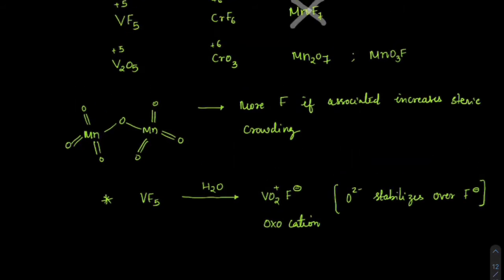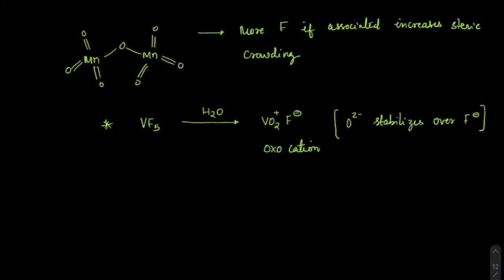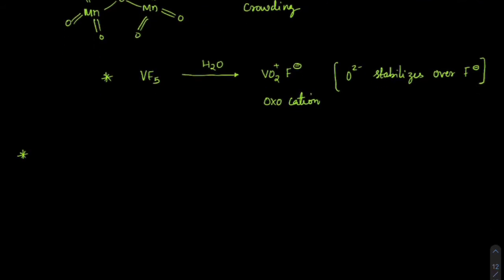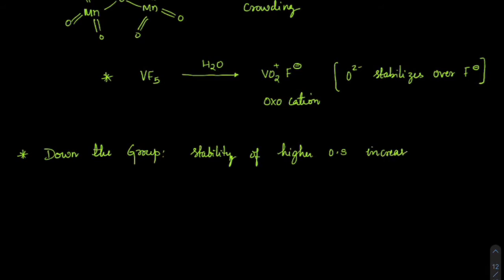Now what we discussed is only from left to right, that is for the 3d series. Now what happens if you go down the group? For higher oxidation states, you will see that if you go down the group, the stability of higher oxidation state increases. Now what are the reasons for this?